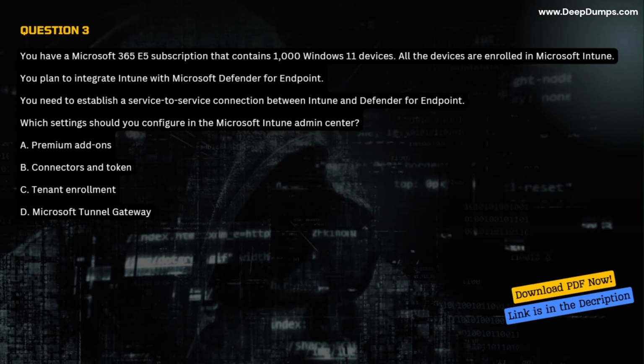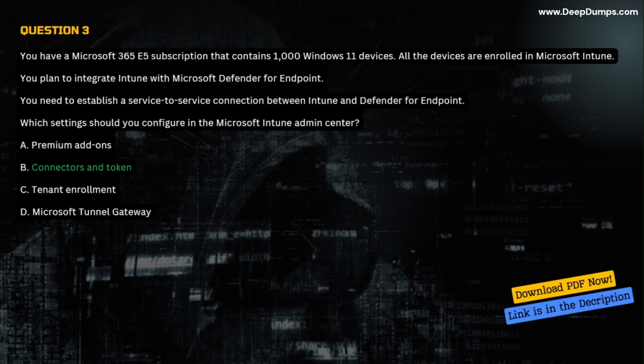Question 3. You have a Microsoft 365 E5 subscription that contains 1,000 Windows 11 devices. All the devices are enrolled in Microsoft Intune. You plan to integrate Intune with Microsoft Defender for Endpoint. You need to establish a service-to-service connection between Intune and Defender for Endpoint. Which settings should you configure in the Microsoft Intune Admin Center? A. Premium add-ons. B. Connectors and token. C. Tenant enrollment. D. Microsoft Tunnel Gateway.